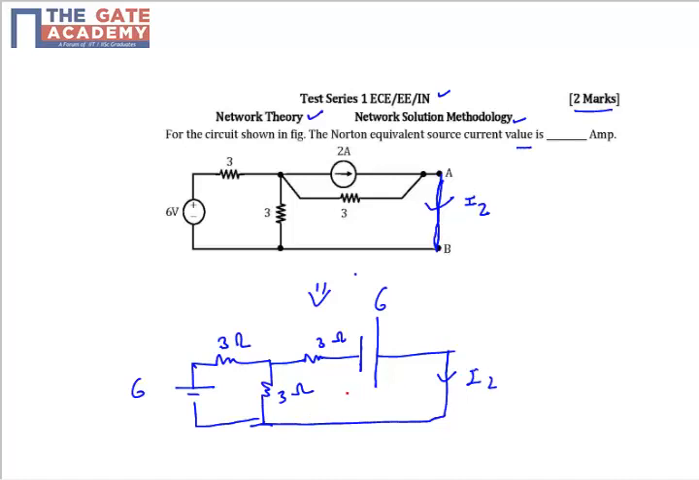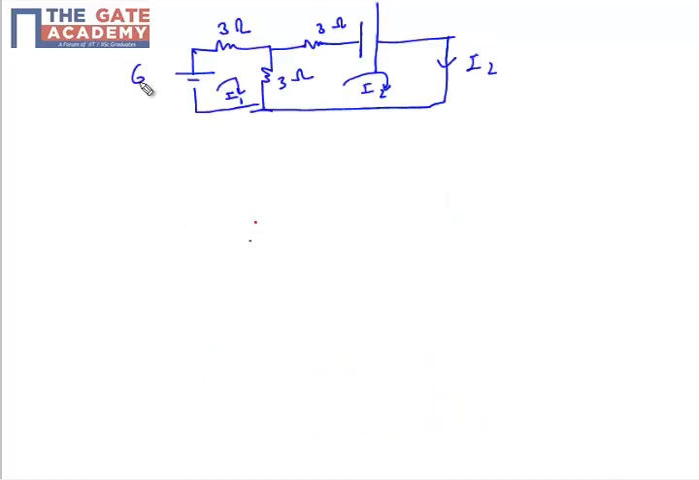So basically we need to use a simple mesh analysis, because we need to find the effective current I2 in this section. So just assume this loop has a current I2, this input loop has a current I1, apply KVL. Simple problem. So 6 minus 3 I1 minus 3 of I1 minus I2, which will form an equation as 6 is equal to 6 I1 minus 3 I2, equation number 1.